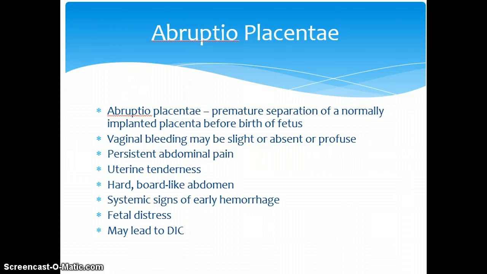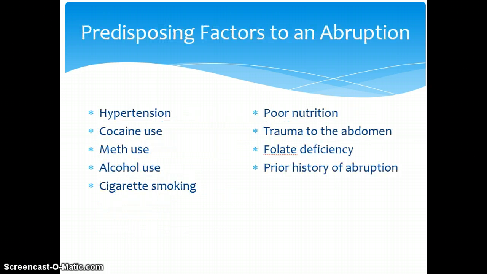They'll have systemic signs of early hemorrhage, including tachycardia and possibly decreased blood pressure. There probably will be signs of fetal distress, and it may lead into DIC, which is disseminated intravascular coagulation. Predisposing factors to an abruption include hypertension, cocaine use, methamphetamine use, alcohol use, cigarette smoking, poor nutrition, trauma to the abdomen, a folate deficiency, or prior history of an abruption.